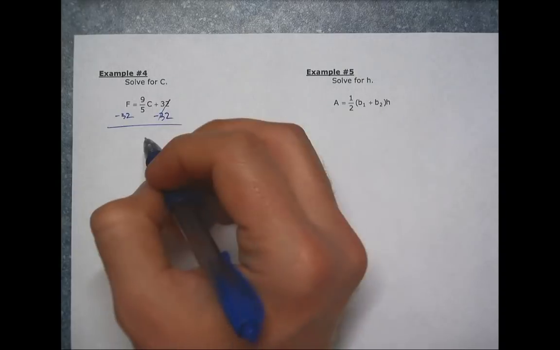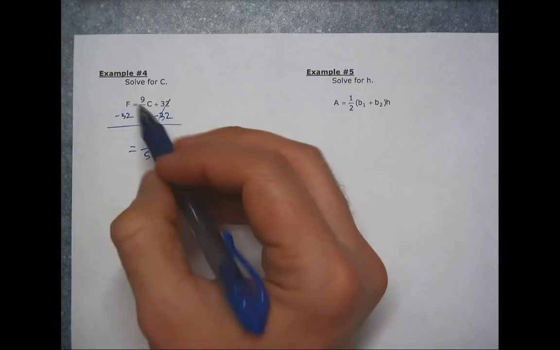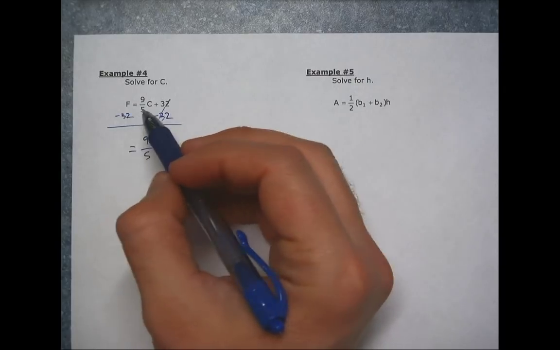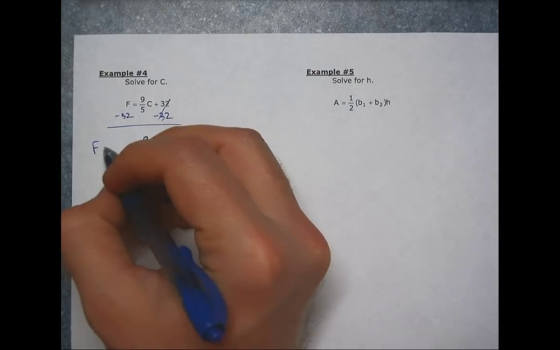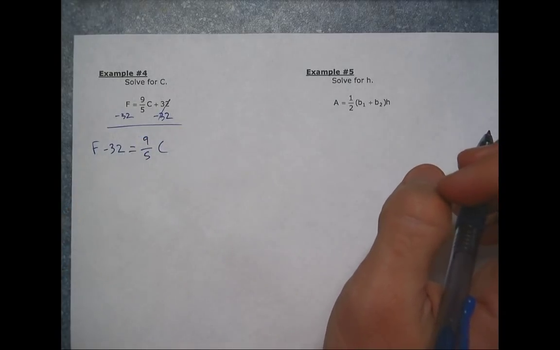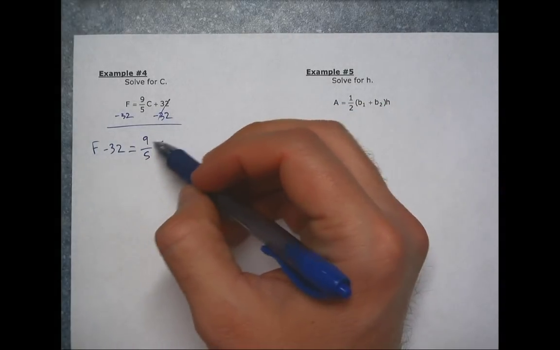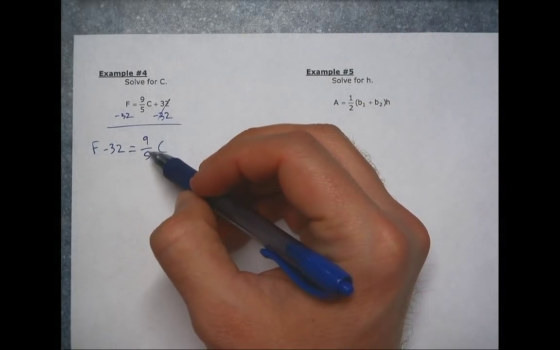So it's going to go away. So I'm still going to have 9/5 c. And on this side, I can't actually get a number for f minus 32. It's just the expression f minus 32. Can't do anything with it. All right, I'm really close here to having c by itself. I just need to eliminate this fraction.